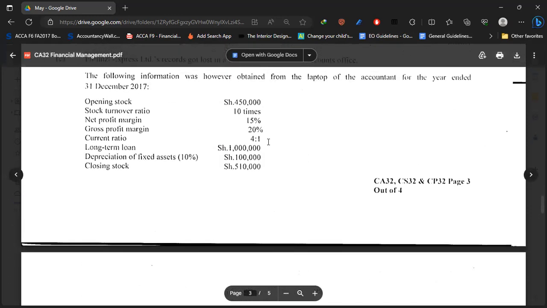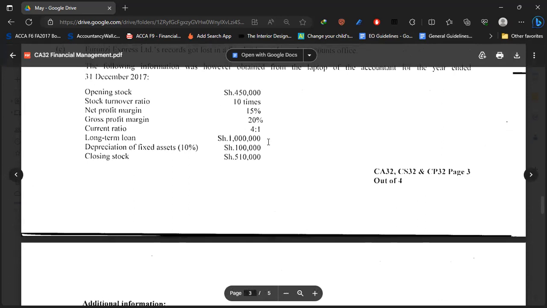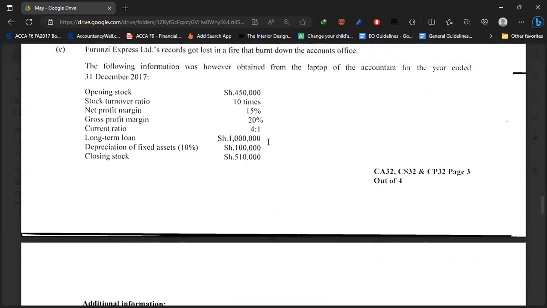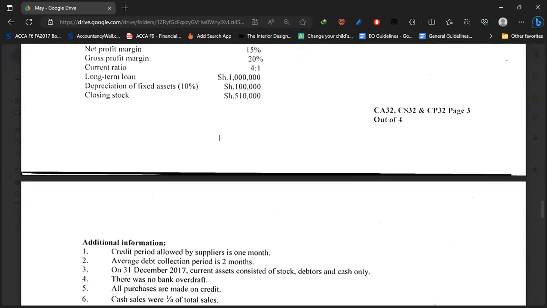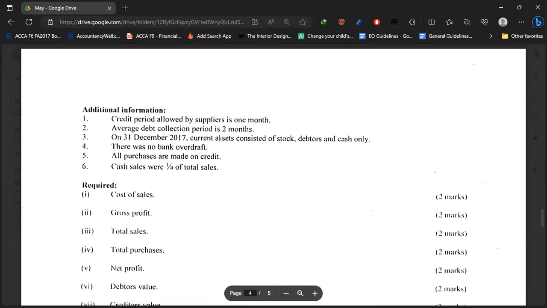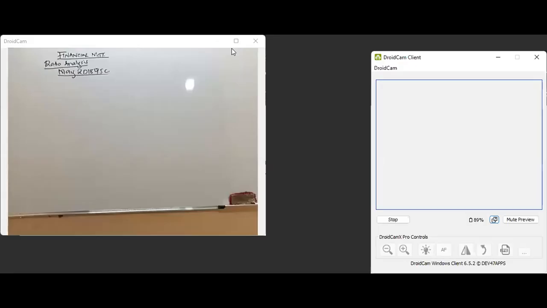When you look at the kind of questions given, it means you need to have an understanding of ratios so that you can see what is being given and what the requirements of the question are. For example, the first requirement is the cost of sales. As a student, you might ask yourself, what should I do to get this question right? I need to understand the formula for the stock turnover ratio, and you just need to master your formulas.